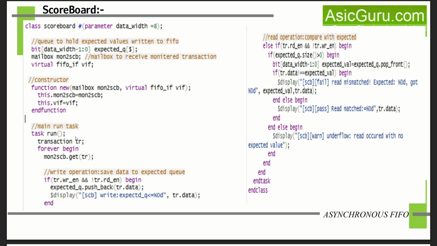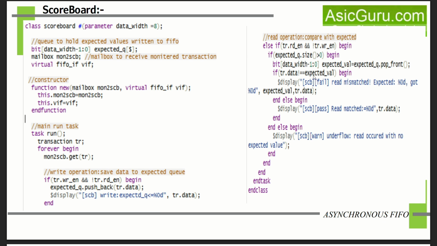Now task run, we declare a transaction tr and then we run a forever loop, then we take data from the monitor. Now there are two operations, write operation and the read operation. For the write operation, we push the value to the expected Q so the data can be compared. Now for the read operation, if read is enabled and write is not enabled, then if expected Q size is greater than 0, then we compare the value from the mailbox and the expected Q.